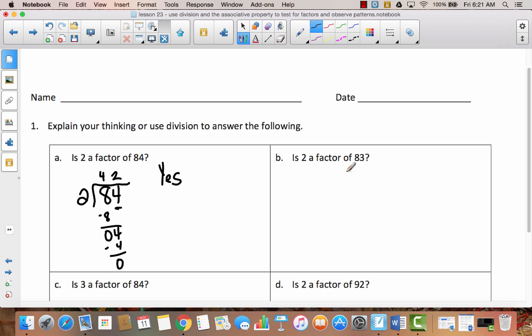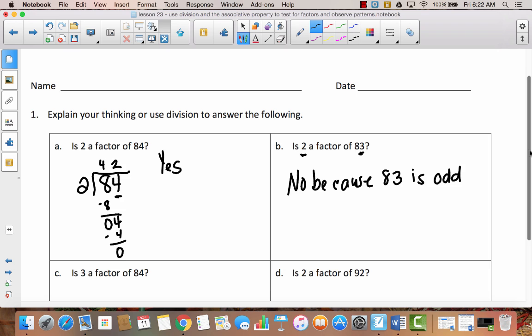So when I look at B, I could go ahead and divide 83 by 2 and see that I have a remainder, but because again I'm dividing by 2, if you look at 83, 83 is not an even number. The 3 tells me that it is odd. So what makes a number odd is when you put it into 2 equal groups, there's always an odd one left over, which means that there will be a remainder. So is 2 a factor of 83? And the answer is no, and I'm going to explain because I'm not using a division sentence. No, because 83 is odd.